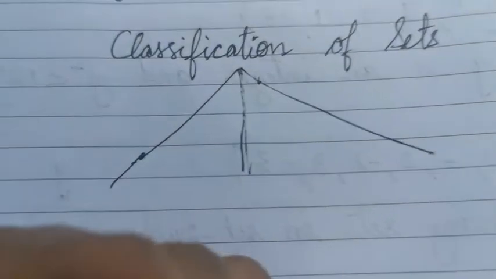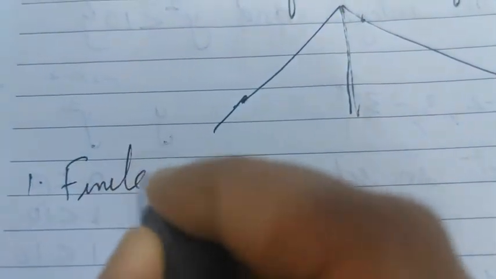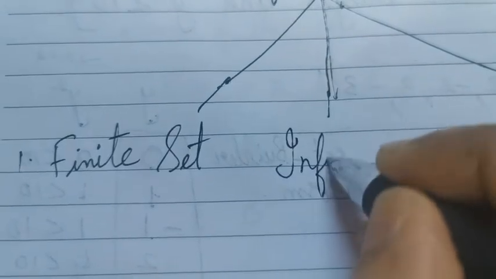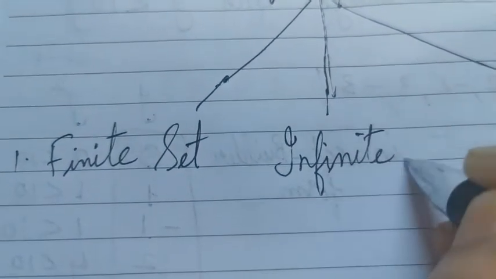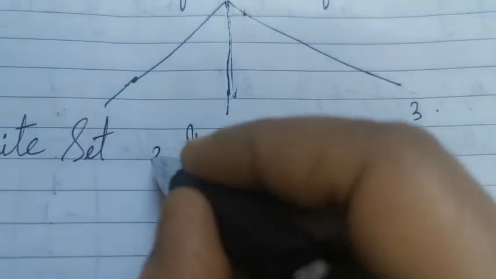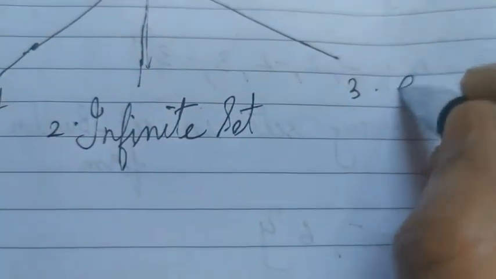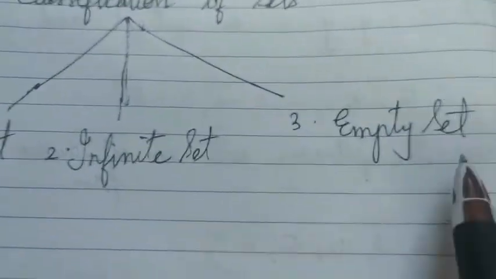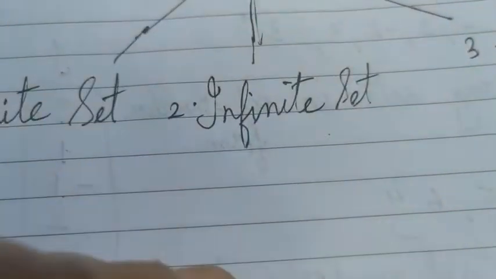The first one is finite set. The second one is infinite set. And the third one is empty set. So finite, infinite and empty. So finite set.